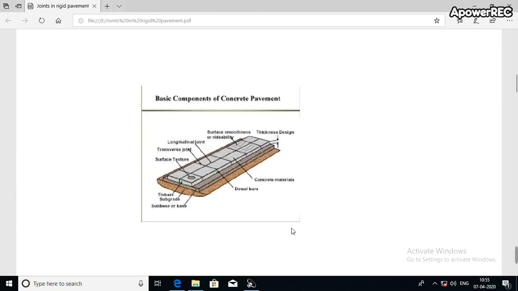Obviously, in this picture, you can see the basic components of the concrete pavement. Here, the main thing is that we need to see both directions. In the longitudinal direction, where the vehicles will be moving, some joints are provided, known as the longitudinal joint, as well as in the transverse direction, or the cross-sectional direction, some joints are also provided. In all these cases, these joints will be attached with a few bars, known as dowel bars as well as tie bars. Obviously, we will try to understand these facts in our next few classes.